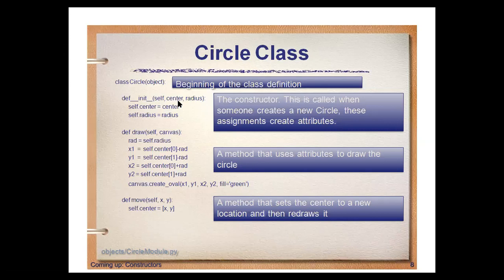And it is followed by the parameters which are required in that particular class, right? So what we basically want from that constructor is a center as well as a radius, right? With the help of the center we can find the radius, and if we have a radius then we can do other things further. So what is the constructor here? The constructor is called when someone creates a new circle. These assignments create attributes, right? So this is the basic definition of a constructor in Python.